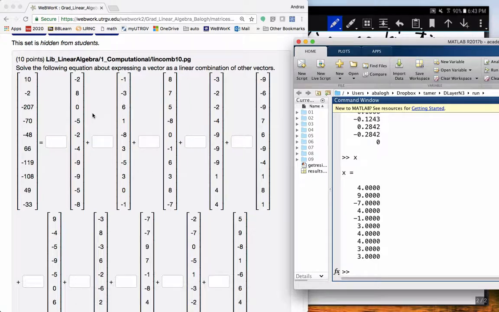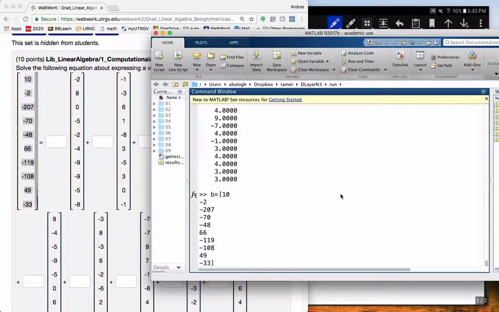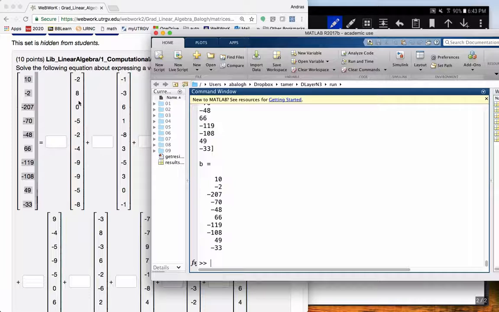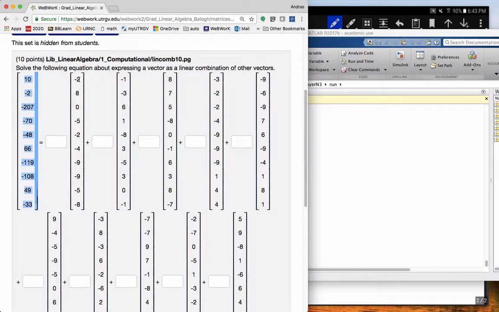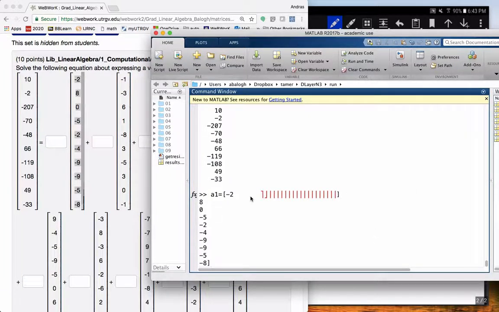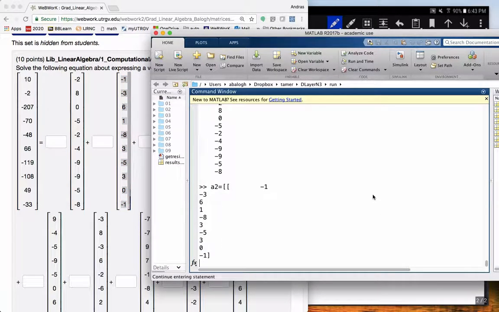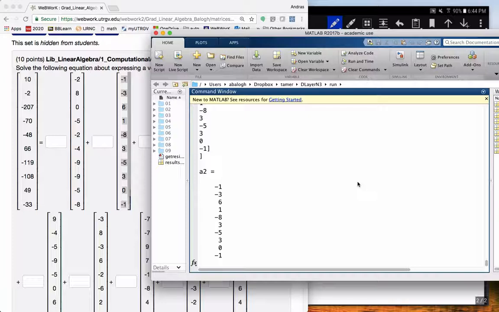This means that we're supposed to assemble the matrix A from these column vectors on the right. On the left, that's the B vector. B equals, copy and paste. So we have the B vector. Now, how do we copy and paste this into a matrix? One way to do that is to name A1 the first column, then A2 the second column. And again, I made a mistake with the brackets.